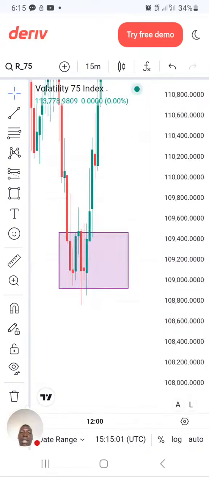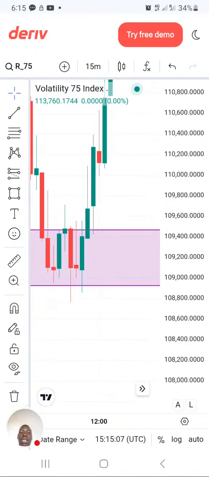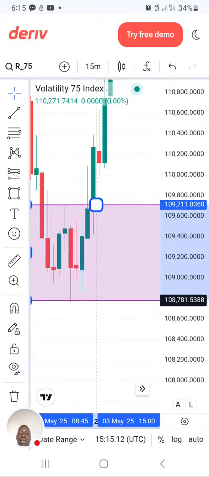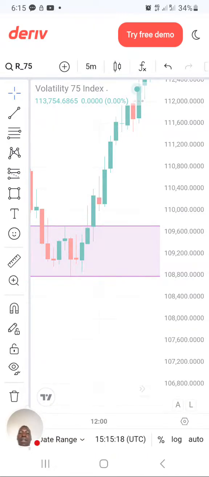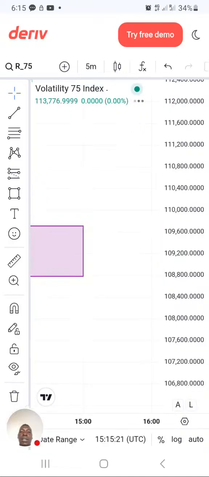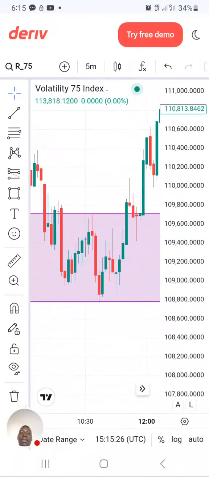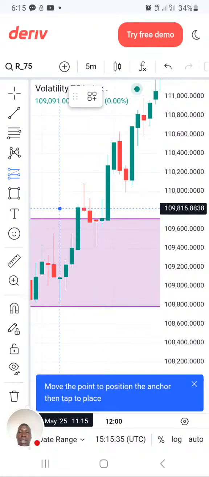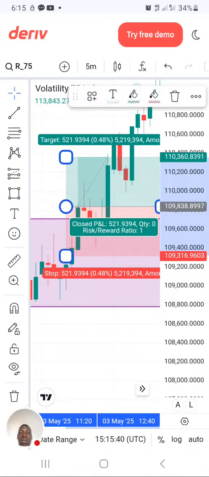Then you make an adjustment of the area. Here the minute 15 closed below and then goes inside. You make an adjustment like that. You wait for them to break it, and you come back to minute 5. After breaking above here is when you execute. Execute buy now, when the minute 5 closed above. Execute, stop loss below, target 1 to 1.